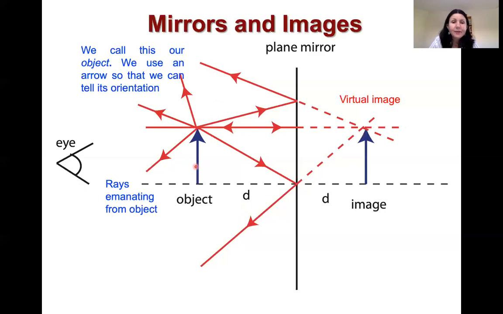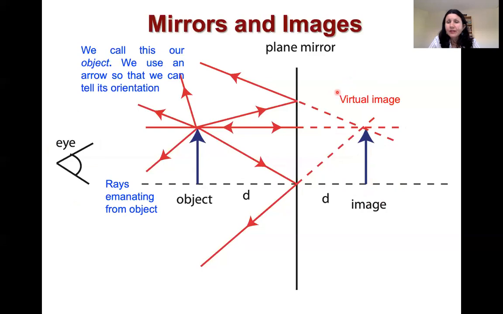You could do the same kind of ray drawing from the middle of this arrow, and you would find that all of those reflected rays will appear to you as if they're coming from that point. So basically, what you're seeing is this image which is behind the mirror. And if you do some geometry, it turns out that the distance from the mirror to the object is the same as the distance from the mirror to the image.